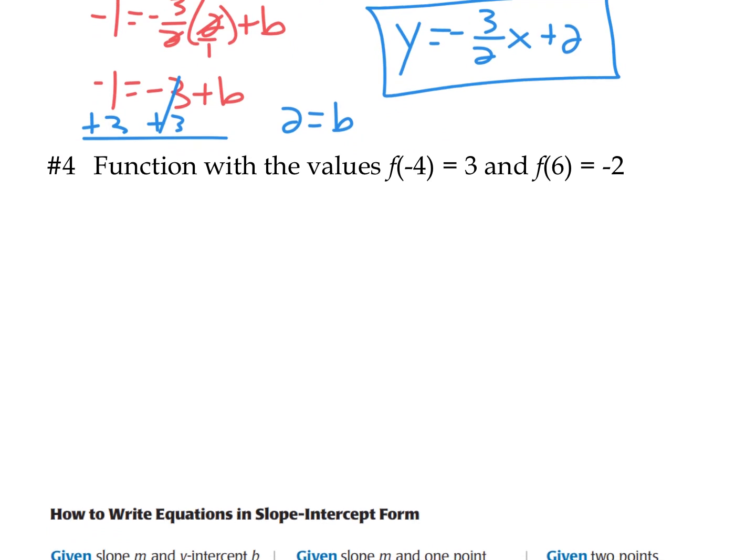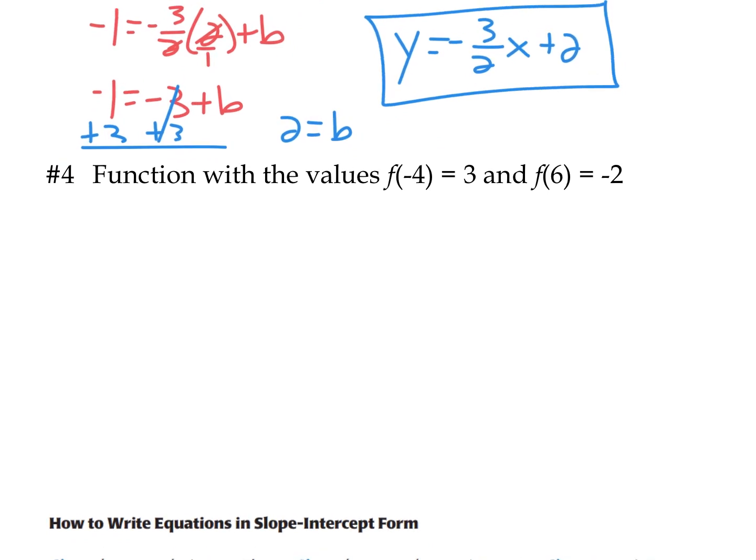Now let's see one written as a function. Okay, so function values. f of -4 equals 3. So we need to know how to write that. That's really a point, right? (-4, 3). f of 6 equals -2. That means when I have an x value of 6, my output, my y value, would be -2. So now it's like it was in the last couple problems. So I can calculate a slope.